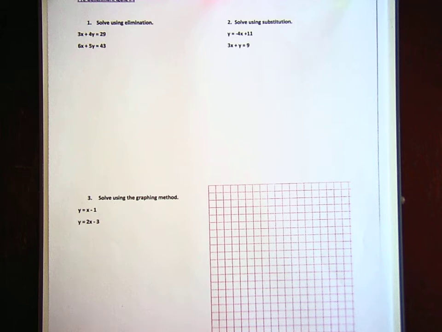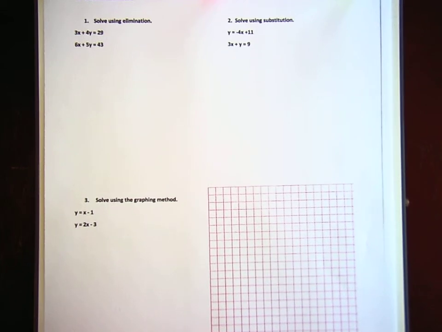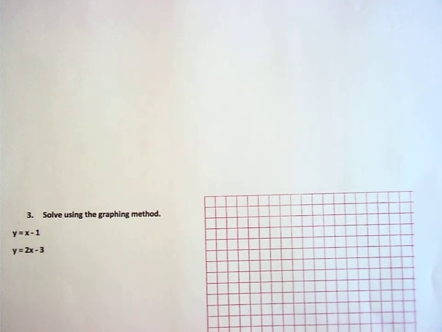Okay, so we learned how to do 3 different methods this chapter to find a point where 2 lines cross. One is graphing, one is elimination, and one is substitution. Elimination is the one we did most recently, so I thought we'd start there. So we're going to start on number 1.